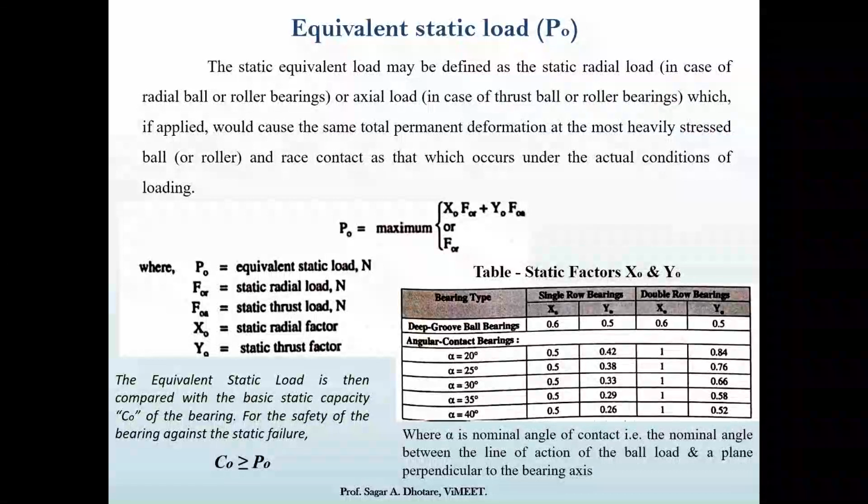One more condition is there. Whenever you are calculating the value of C0 and P, that is the static equivalent load and the basic static load, it should be like this: the basic static load capacity, or you can say the basic static value, is always more than that of the equivalent static load.